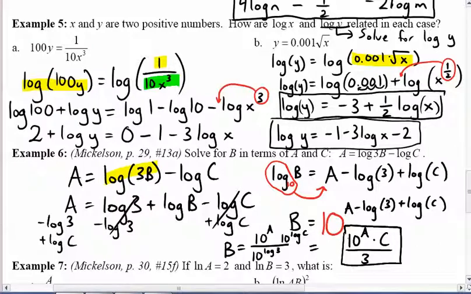There's another way to get that in an easier way, and I think I saw that on Sujin's paper. If you put the logarithms together first, you can use the quotient law to put these together first, and then move the logarithm to the other side. And that's a faster way to get to the same answer.